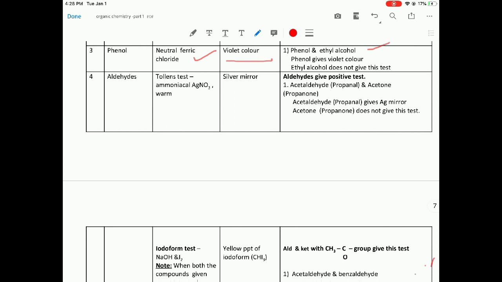Now let's move on to the tests for aldehydes and ketones. In case of aldehydes, use the Tollens test, where Tollens reagent is ammoniacal silver nitrate. The compound is heated with Tollens reagent in a water bath. Appearance of a silver mirror, which is silver that gets deposited at the sides of the test tube, is the indication of the presence of an aldehyde. All the aldehydes give this test. The compounds that could be distinguished are, let's say, aldehyde and ketone. Aldehyde will give a positive test. Ketone will not give this test.